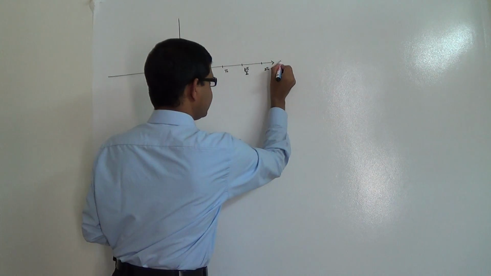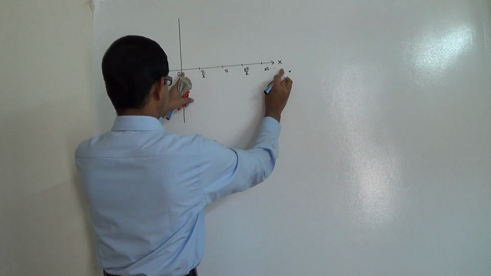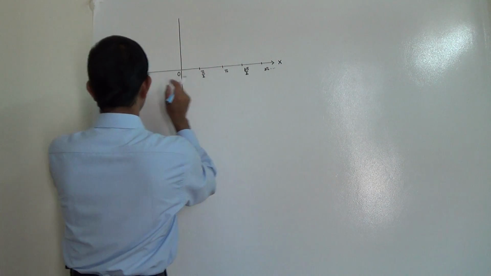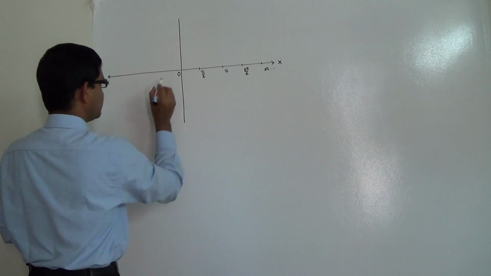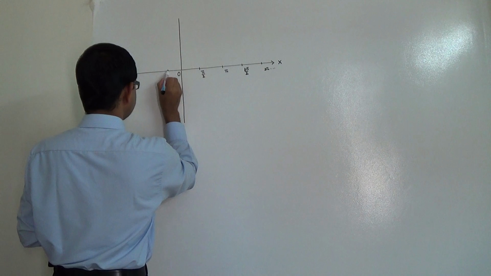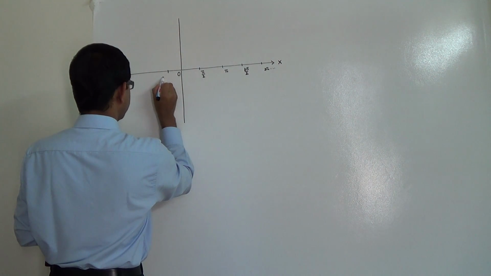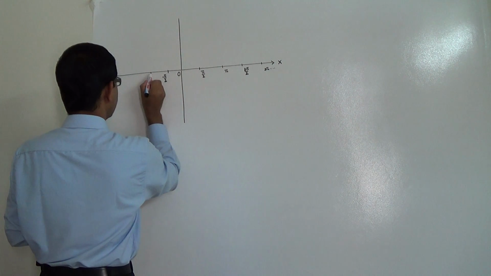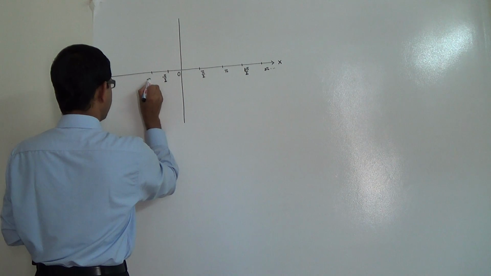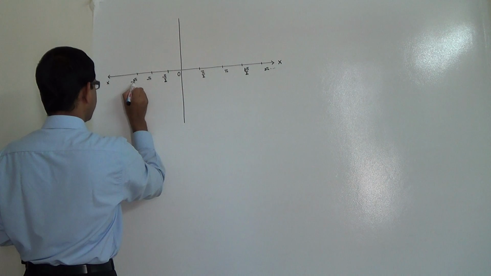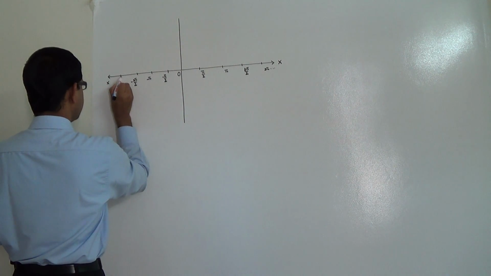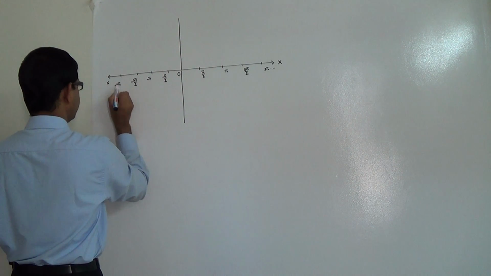This is the x-axis, the positive direction of x-axis from here in this direction. This is the negative direction of x-axis. So here I will get minus pi by 2, minus pi, minus 3 pi by 2, minus 2 pi.